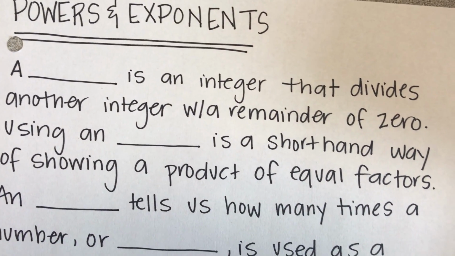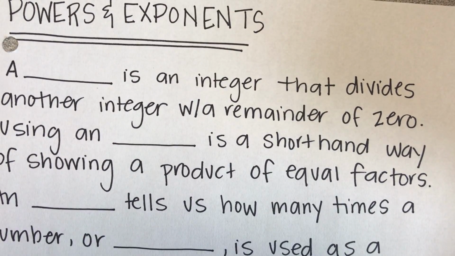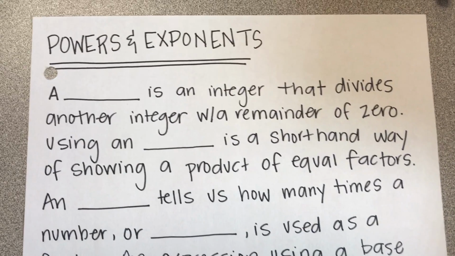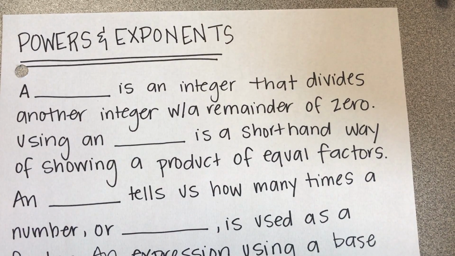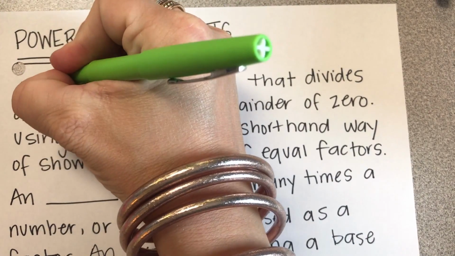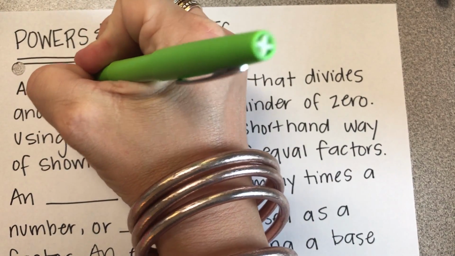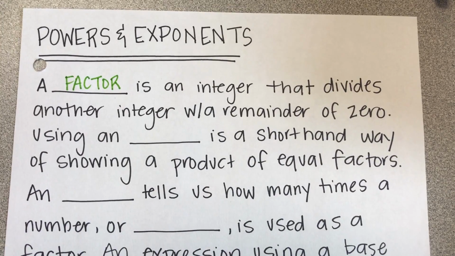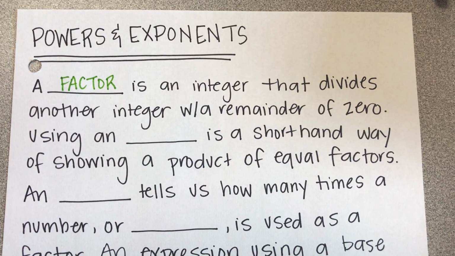Today we are talking about powers and exponents. The first definition that we need to fill out is a factor. A factor is an integer that divides into another integer with a remainder of 0.